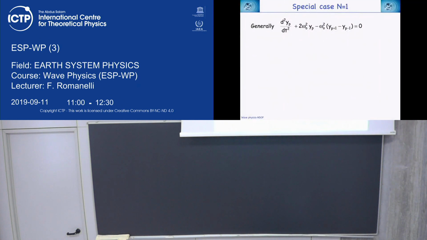Let's make a check. What if n is equal to 1? Well, we have to write just one equation. And it is this one. What about the previous and the next, the two neighbors? Well, they are fixed points, so they are 0.